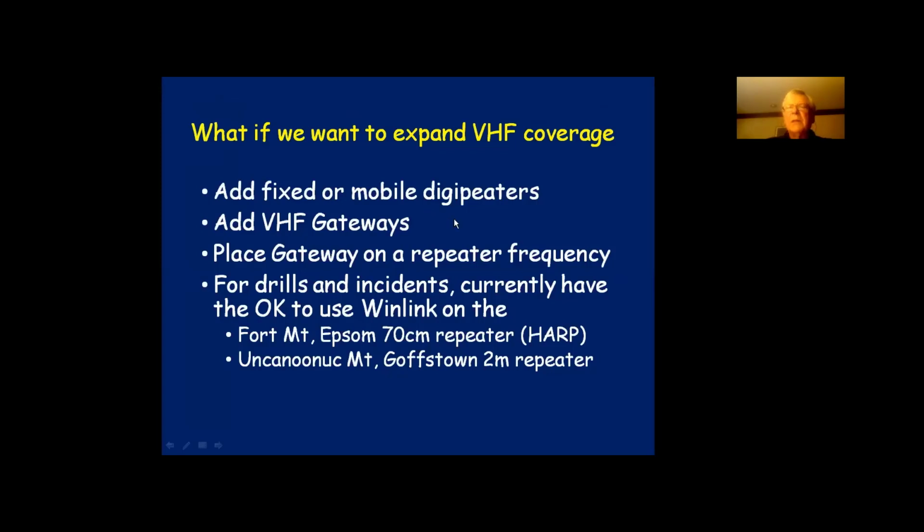So if we wanted to expand VHF coverage, we could add fixed and mobile repeaters. We could add more VHF gateways under other call signs. We can even place a gateway on a repeater frequency. In fact, for drills and incidents, I currently have the okay to use Winlink on the Epsom 70 centimeter repeater that HARP uses quite a bit, and on the Uncanoonuc 2-meter repeater out here about a mile from my backyard. So that's really handy. We've done some testing on Epsom, and putting a gateway on Epsom works really well.